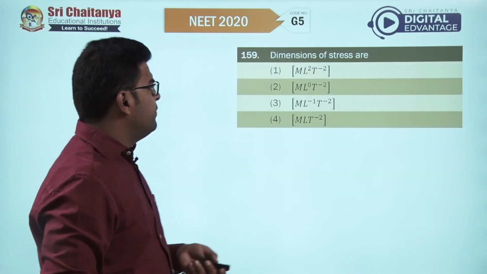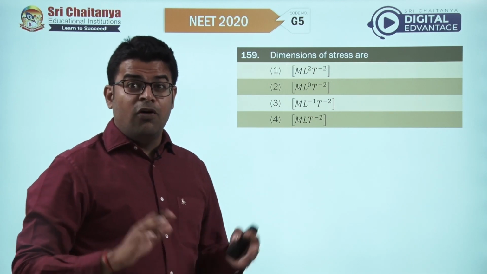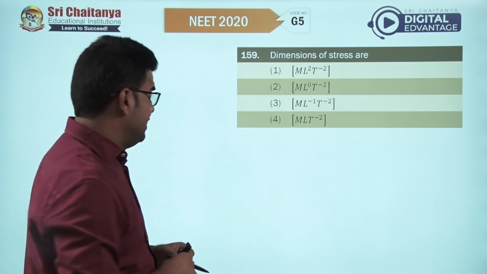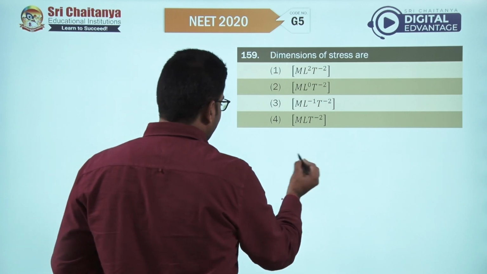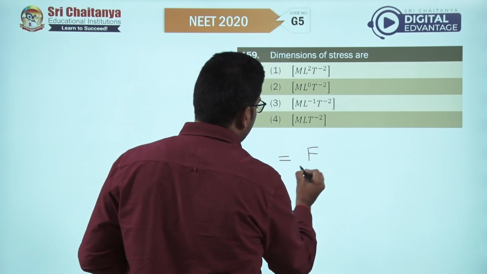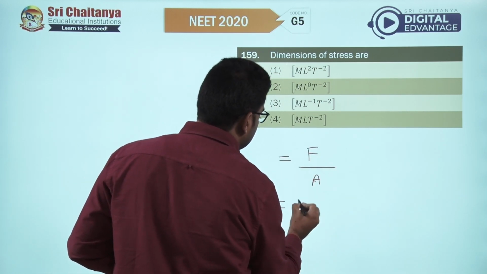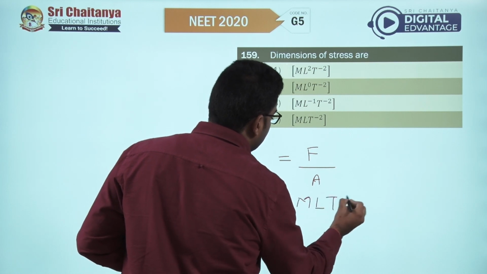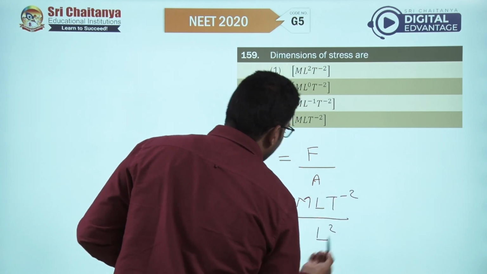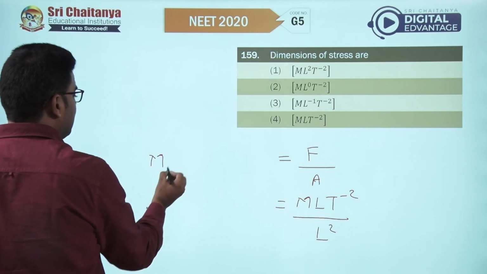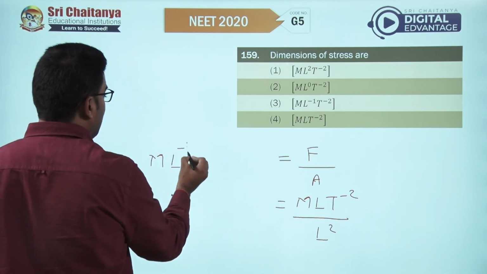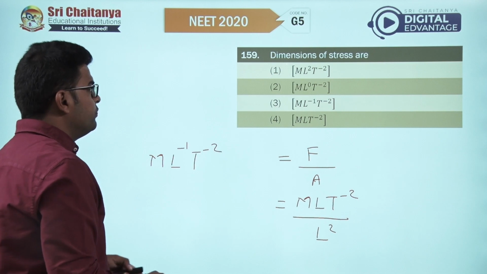Question number 159. Dimension of stress. Of all the dimensions, stress is an easy one. Stress has the same dimension as force per unit area. The dimension of force is MLT minus 2. The dimension of area is L square. So this is a pretty simple question. The dimension of stress comes out to be ML minus 1 T minus 2.